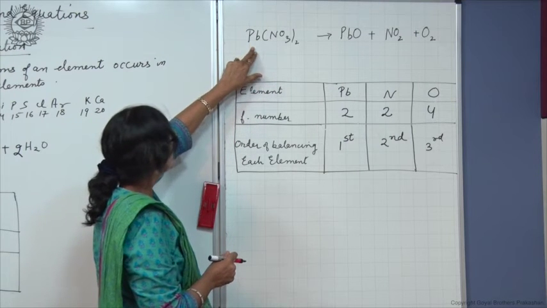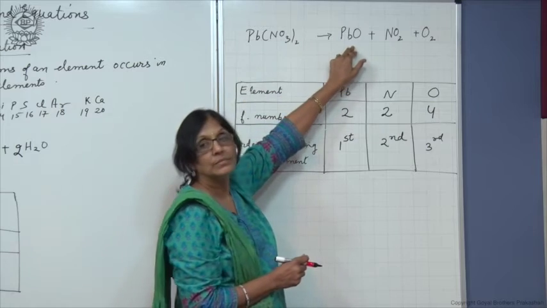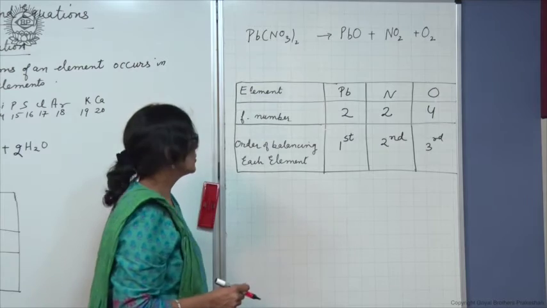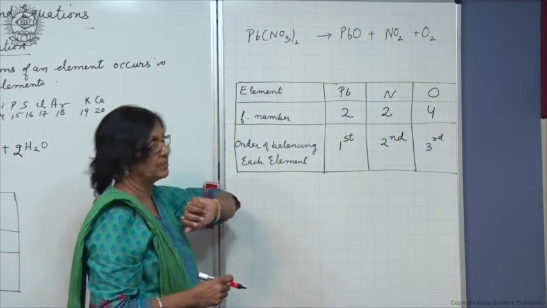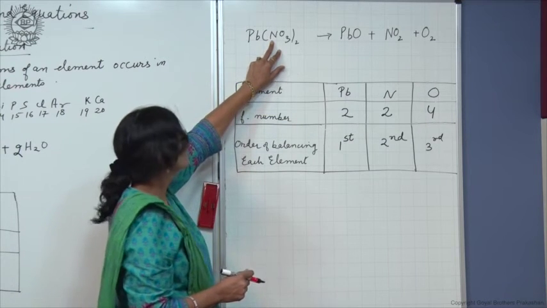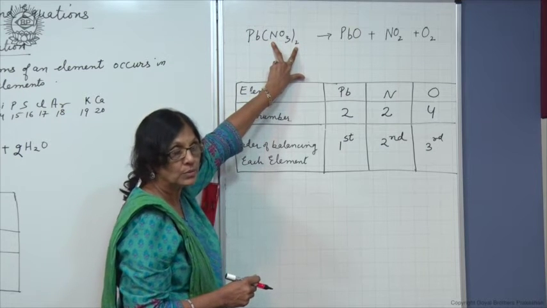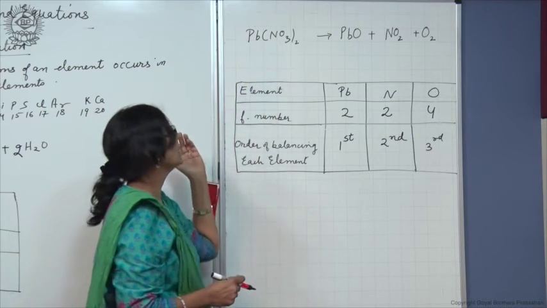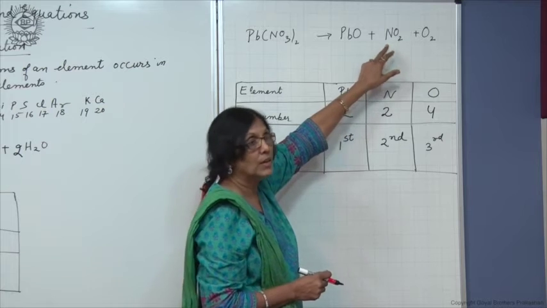You can see yourself, there is one lead atom on the left hand side and one lead atom on the right hand side. So, it is already balanced. Let us come to nitrogen now. Count it. How will you count? Here there is one nitrogen atom, outside the bracket there are 2. So, 1 into 2 is equal to 2. So, there are 2 nitrogen atoms on the left hand side. Let us see on the right hand side. There is only one nitrogen atom.